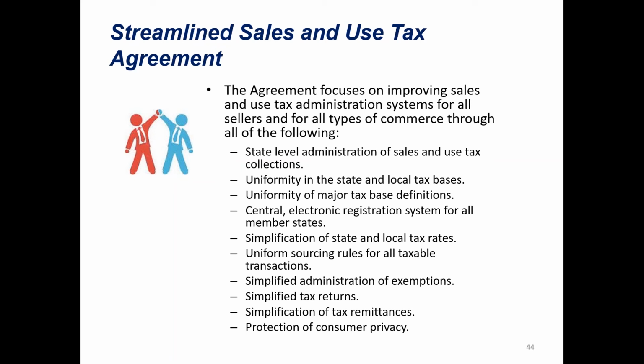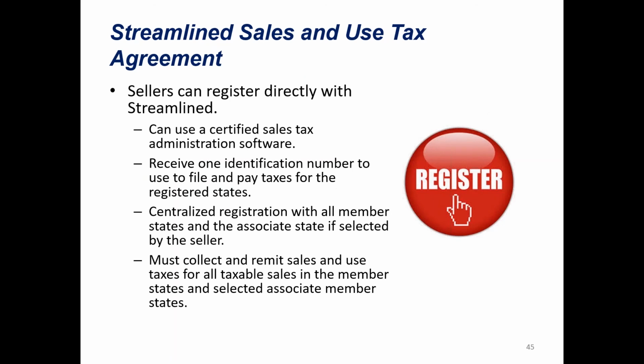Simplified tax returns, we've got basically one return. It's called a simplified electronic return. It's known as an SER. It can be filed with all the states. You file one return with all the Streamlined states. Simplification of tax remittances, so they can provide through electronic transfer of money, as well as the SER has use tax on it, so you can remit your use tax for that state. Very importantly, the protection of the consumer's privacy. That's very important for the entire system to be relied on.